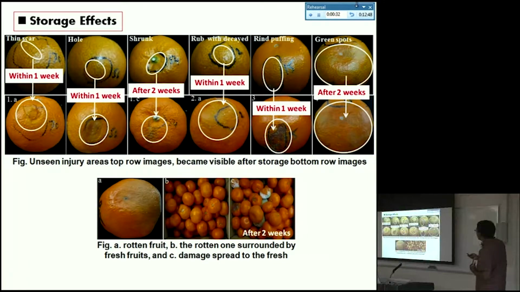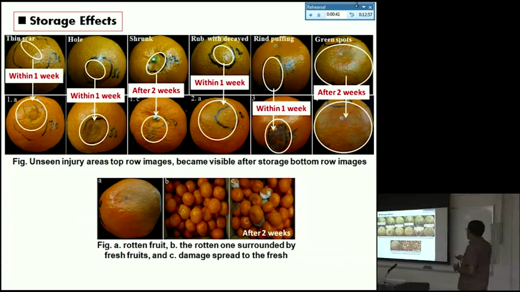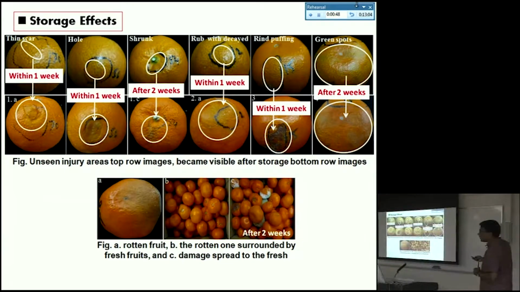And in the case of rubbing against decayed fruit, within 1 week we can see that the affected area increased and the damage developed. And for puffing, within 1 week the damaged, depressed area changes from darkish to black lesions. But for the green spots, after 2 weeks we did not see any decay, but the green spot area became soft and apparent.